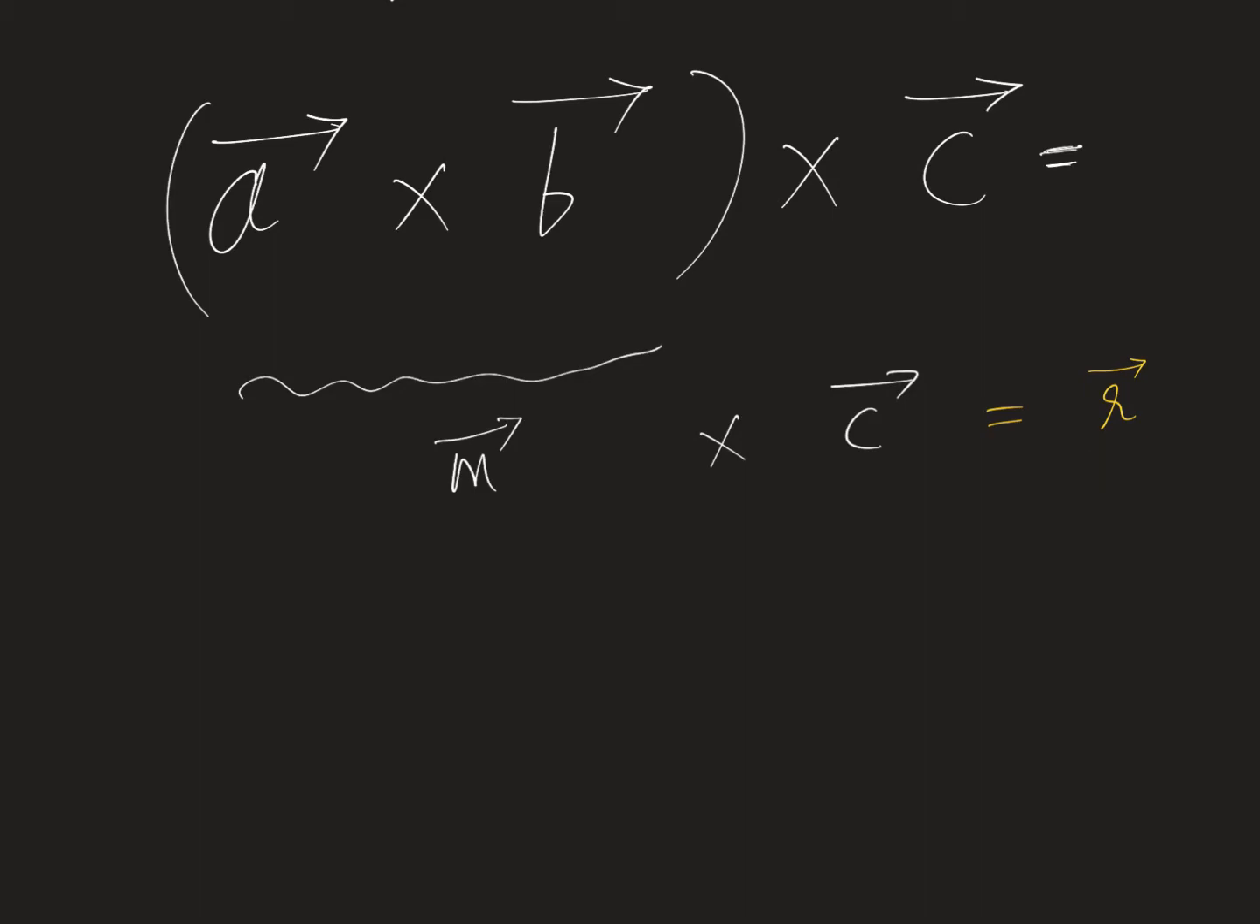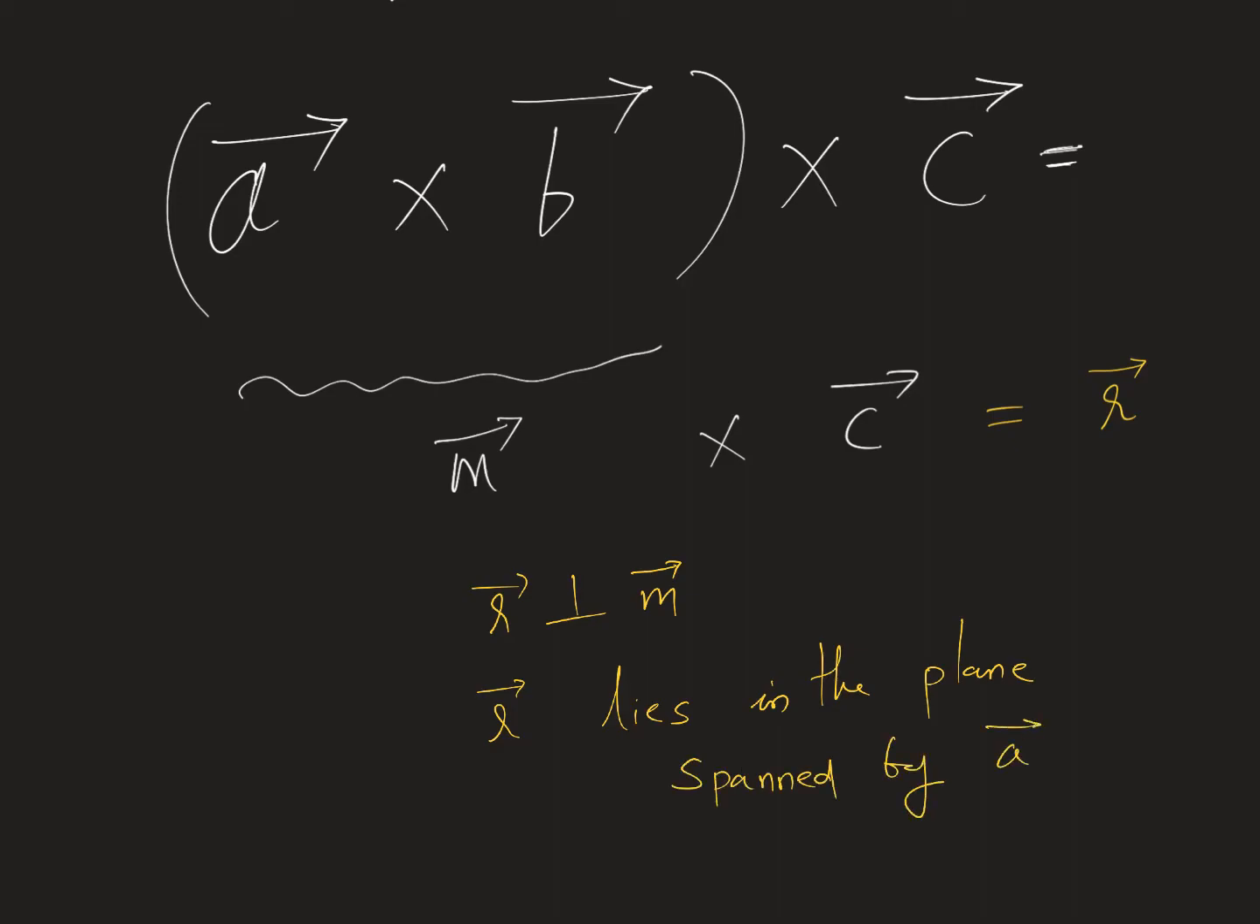Little r vector is perpendicular to our little m vector, which in turn means that r vector lies in the plane spanned by a vector and b vector. Make sense? So this is the key concept that you need to understand when you come across vector triple product.